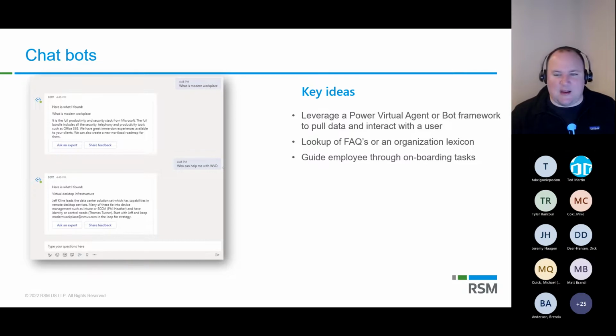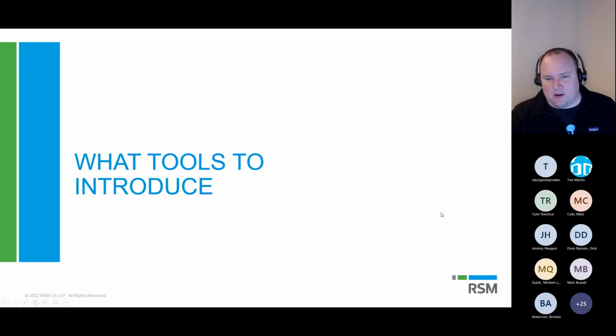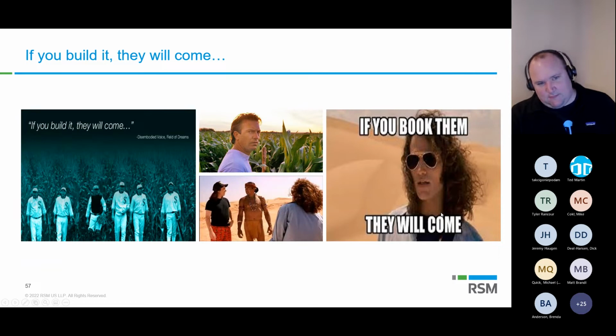So let's take a look at the idea of what tools to introduce along the way. When you think about tools, if you build it, they will come. I hate to tell you. And then my other favorite one over here on the right-hand side, if you book them, they will come. You may remember that's Wayne's World 2, where he encounters the Indian in the desert. So in this case, if you book them, they will come.